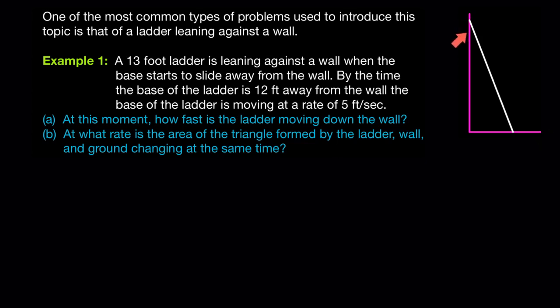But when the ladder slides down the wall, it does not slide down at a constant rate. That rate is going to change depending upon where in this process it is. The rate of the ladder coming down the wall actually increases as it comes down the wall. All right, so reading the problem here: a 13-foot ladder is leaning against the wall. When the base starts to slide away from the wall, by the time the base of the ladder is 12 feet away from the wall, the base of the ladder is moving at a rate of 5 feet per second.